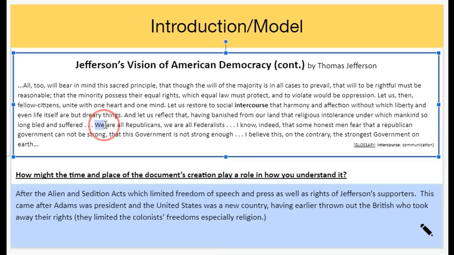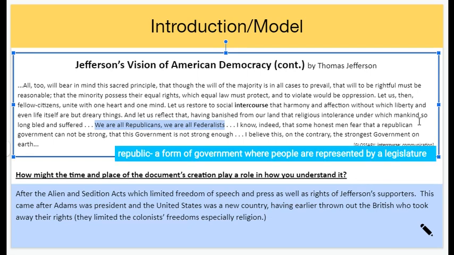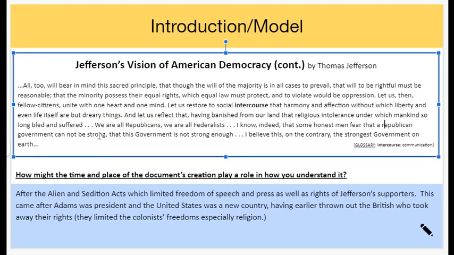And then I think this is the quote everybody knows. Like if I ask my students when I review, this is the quote they know. We are all Republicans, we are all Federalists, meaning the country was very divided with the Alien and Sedition Acts and Adams, but no more. We are not just one party, we're all Republicans, which is Jefferson's party, or Federalists, which was Adams. I know indeed some honest men fear that a Republican, lowercase r, meaning people having a voice in government, uppercase R is the party, government cannot be strong, meaning a government where people have a voice can't be strong.